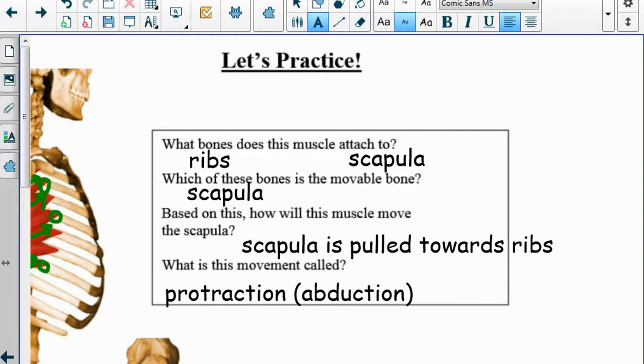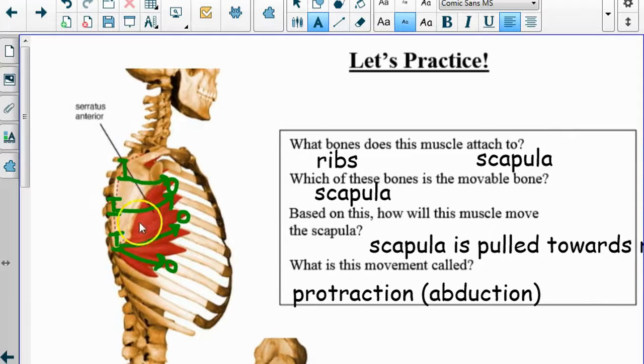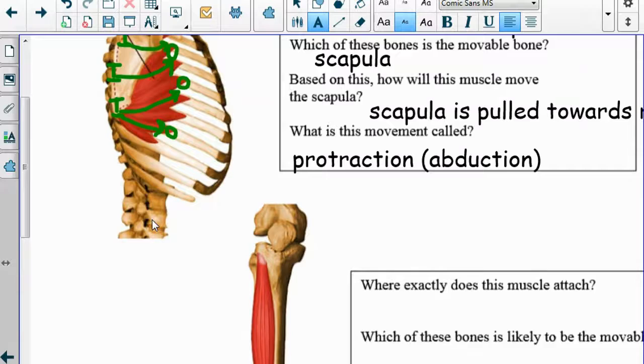Does it also do retraction? And the answer is no, because the muscle would have to lengthen in order to do that. The I would move away from the O. That's not how it works. And so we would need another muscle to do the opposite action. Okay, so let's move on to our second example.